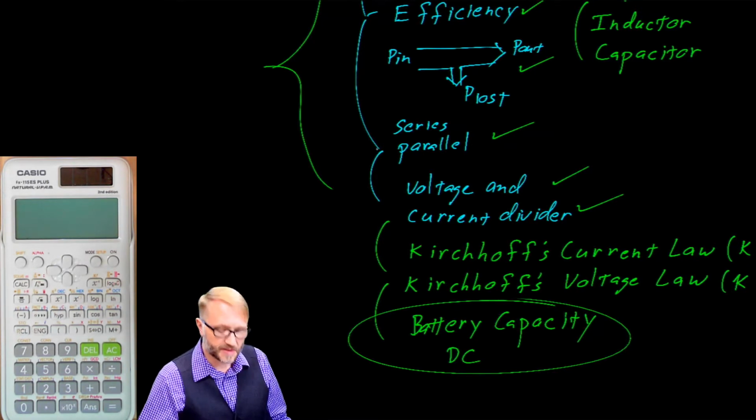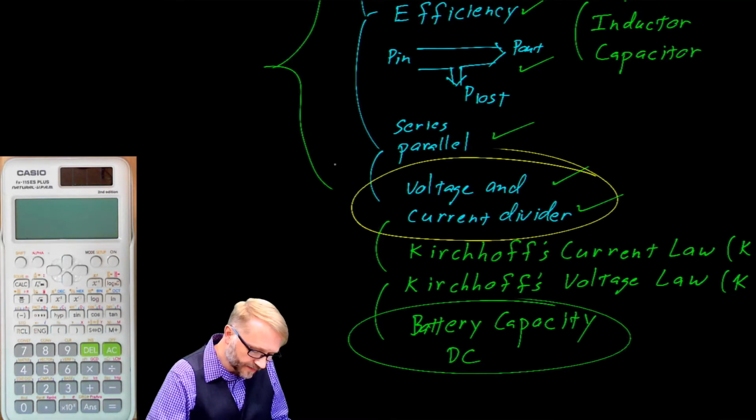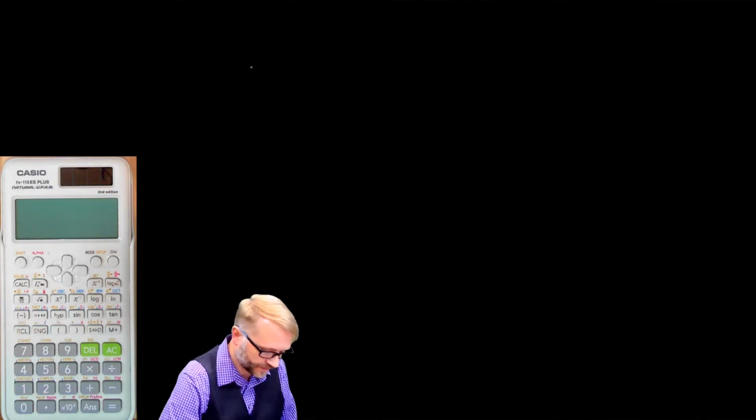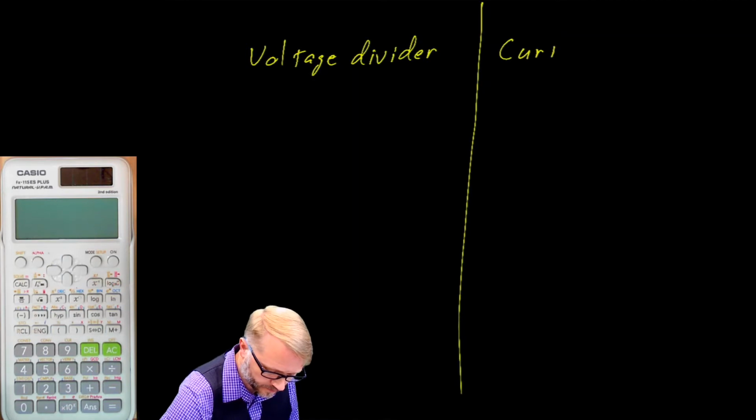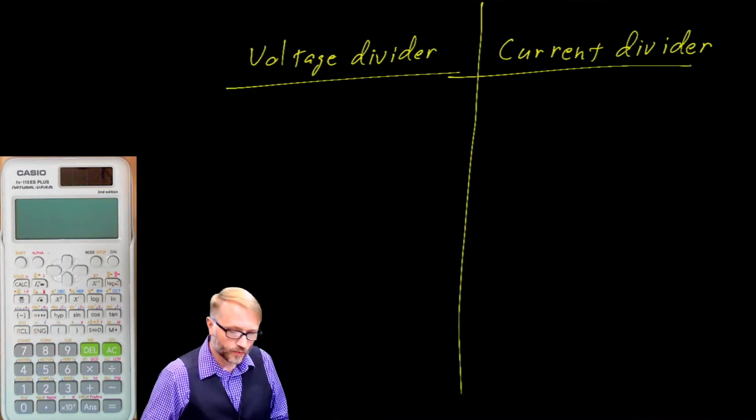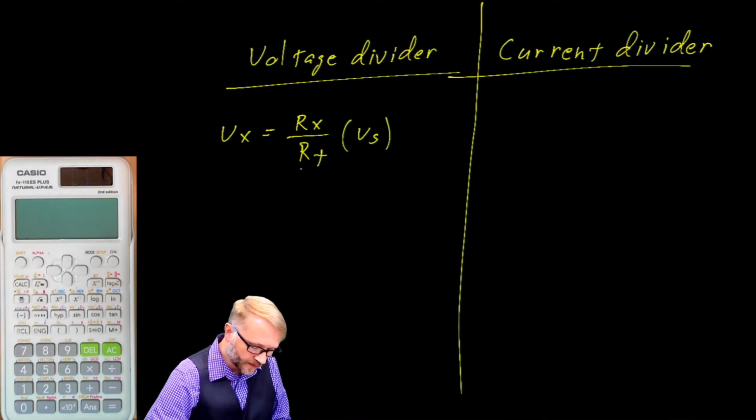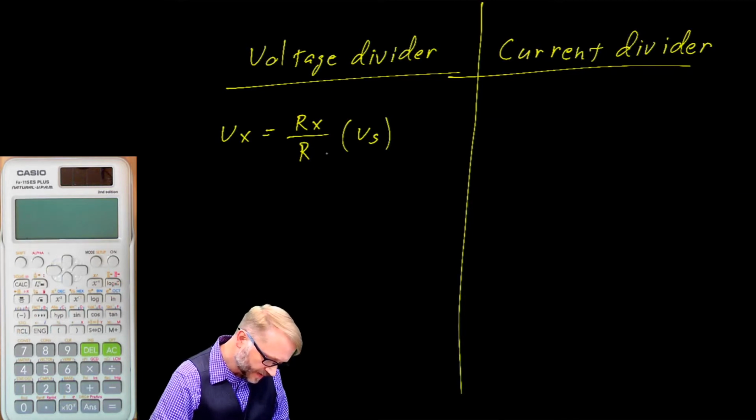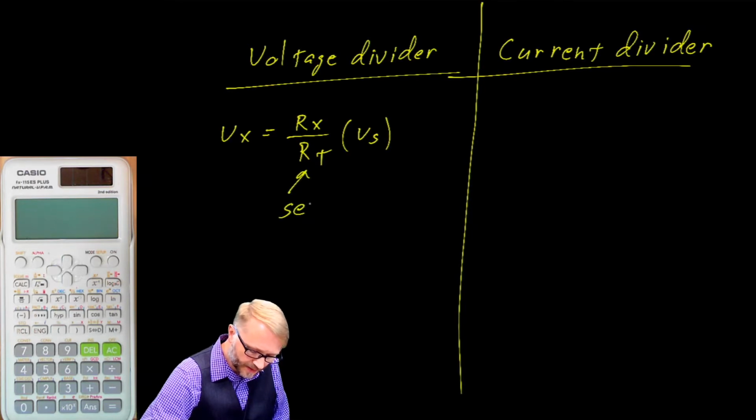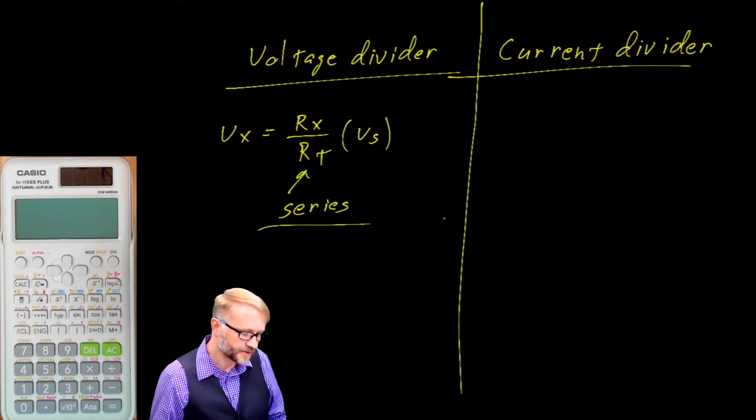To get us started with today's lecture, let's review the voltage and current divider. We said that the voltage of interest is equal to the resistor of interest over the total resistance multiplied by the source. We had to be specific here because this T, this total right here, is the series component. Right? The voltage divider is applicable to series circuits.